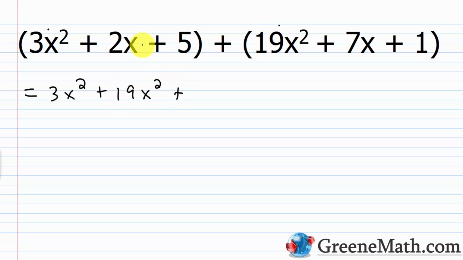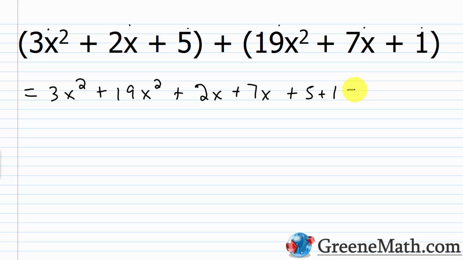Then plus I have 2x and 7x, so 2x plus 7x, then plus 5 plus 1. And what I like to do is just put a little dot above everything to show that I've used everything. Just a little technique I use. Of course, you can do whatever you want.